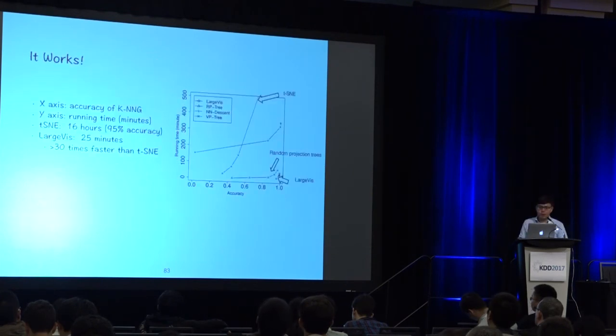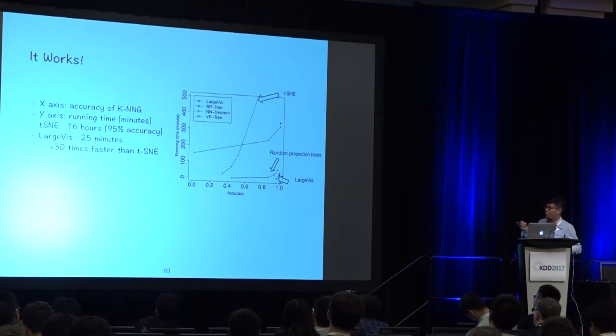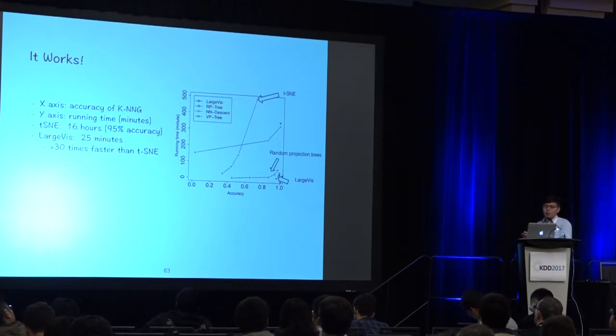So let's look at some results to compare the efficiency of different algorithms for constructing the k-nearest neighbor graph. Here the x-axis is the accuracy of the k-nearest neighbor graph, and the y-axis is the running time of different algorithms. These are results on 3 million data points. For every algorithm, we have multiple data points, achieved by using different values of the parameters. For example, for random projection trees, we can use different numbers of trees so that we get k-nearest neighbor graphs with different accuracy and, of course, different running time, right?